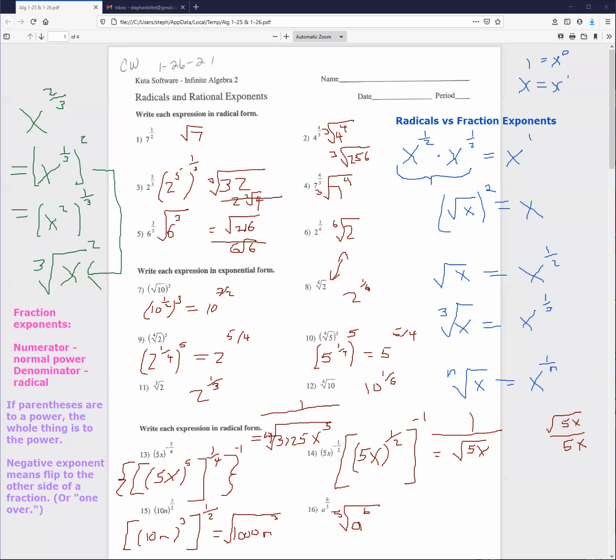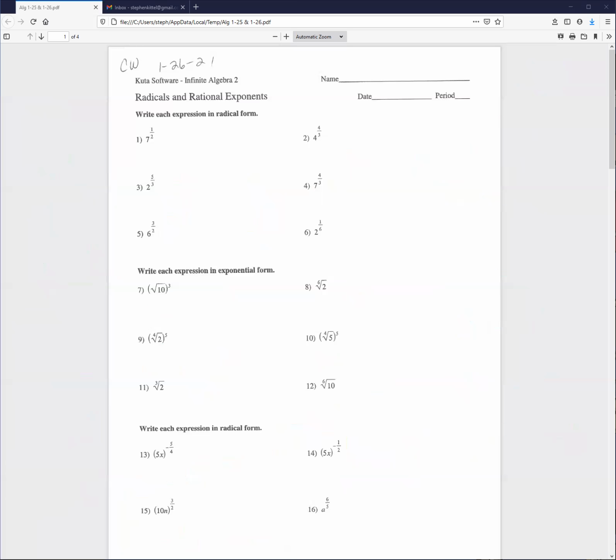All right, so hopefully that should be completely clear. If it isn't, maybe pause and rewatch it, but I think we've addressed everything that we need to know about radical and fraction exponents here. So I'm going to scroll this down now.